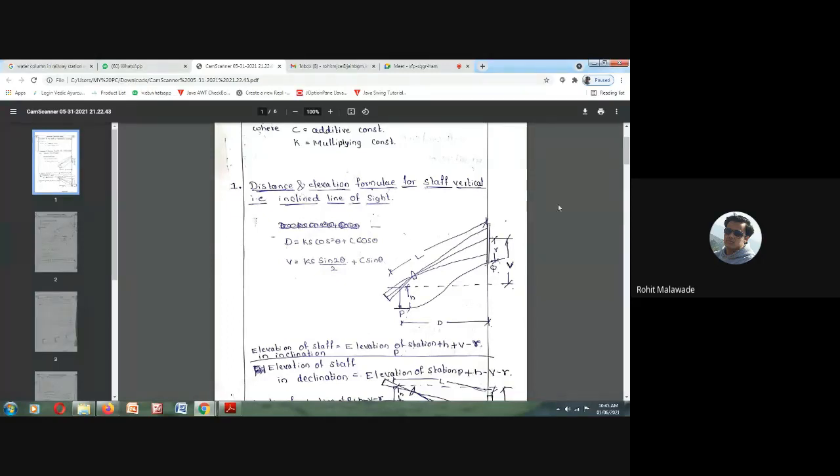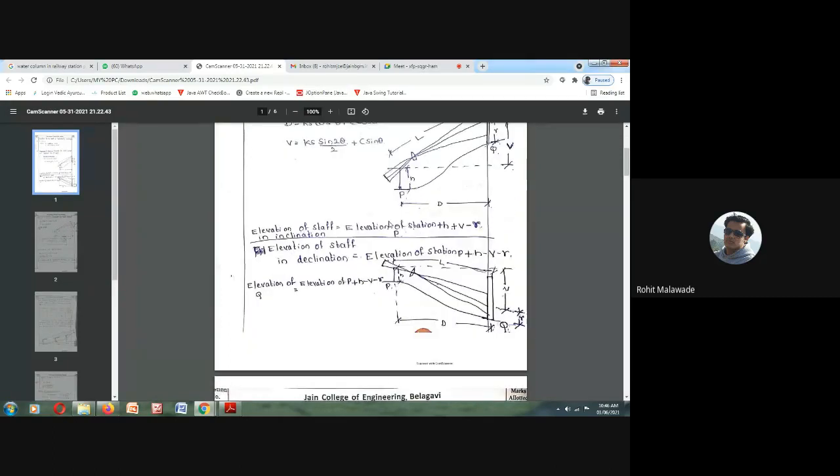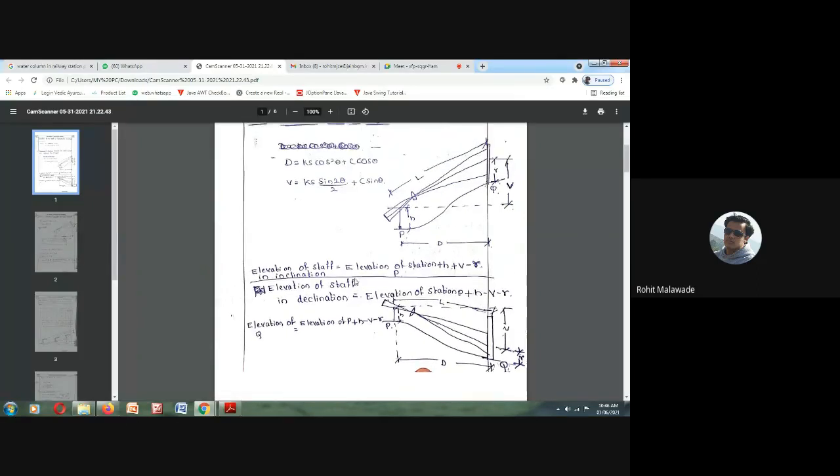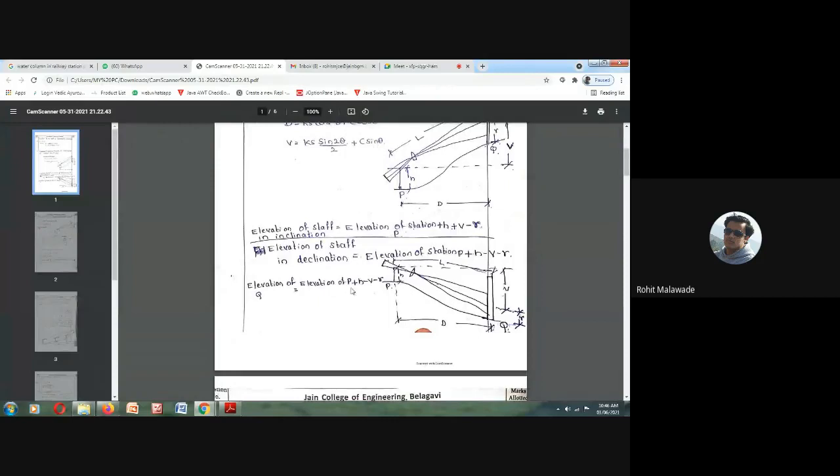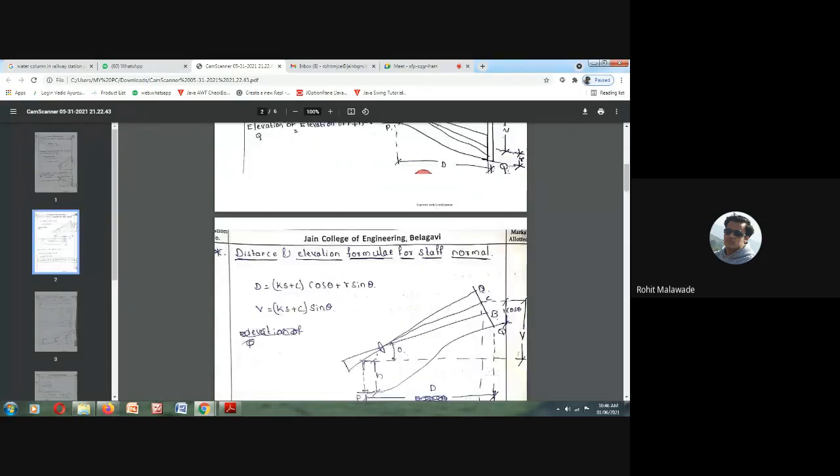If you want the distance in the angle of elevation with the staff held straight, V is equal to Ks sin theta tan 2 theta divided by 2 plus C sin theta. If we are going to have the angle of declination, we will use these same formulas, plus we will utilize the formula: elevation of P plus H minus V minus R.